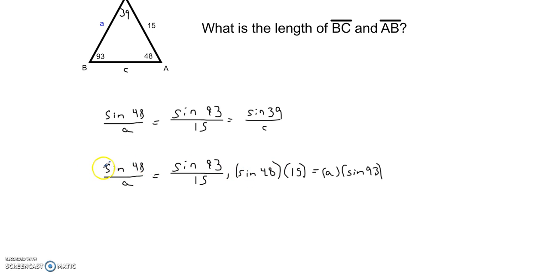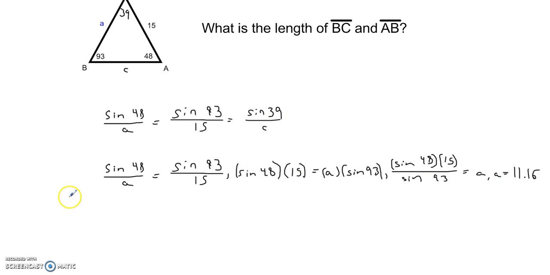When you cross multiply fractions, you get the sine of 48 times 15, which we have right here, is equal to a times the sine of 93, right? Hopefully we all know how to do that. And then simplifying to just solve for a, we get this fraction right here, right? We just divided both sides by the sine of 93. So now we have the sine of 48 times 15 all over the sine of 93 is going to equal a. And if you put this into your calculator correctly, you should find that a is equal to about 11.16.